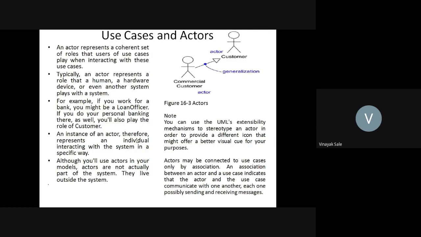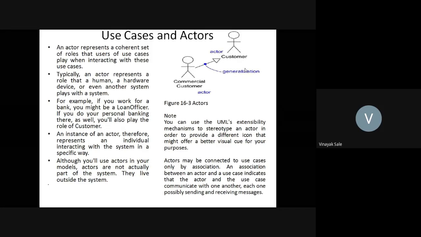So see in this figure, this is the commercial customer, that is a bank officer, and sometimes this bank officer wants money from his or her account. Then he will act as a normal customer or normal actor. So an actor acts as a commercial customer or simple customer, behaves the same. There is a generalization in the same figure.